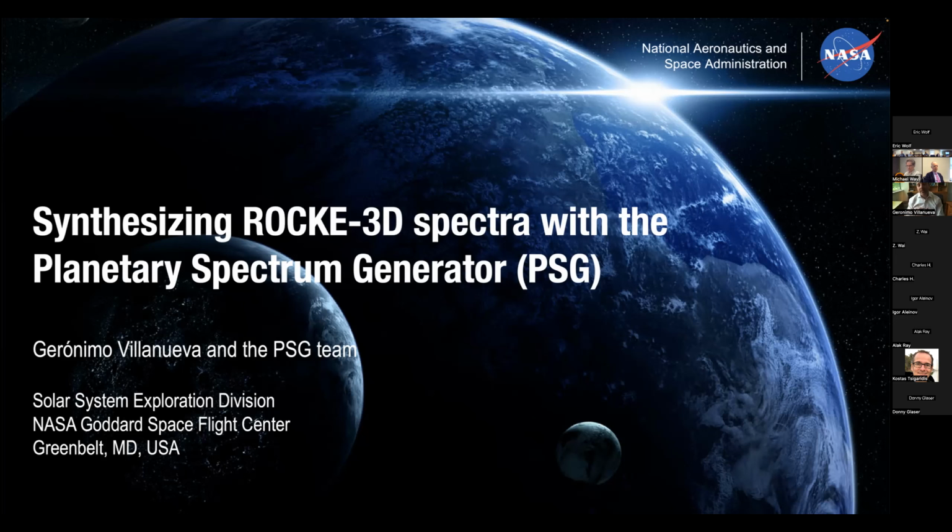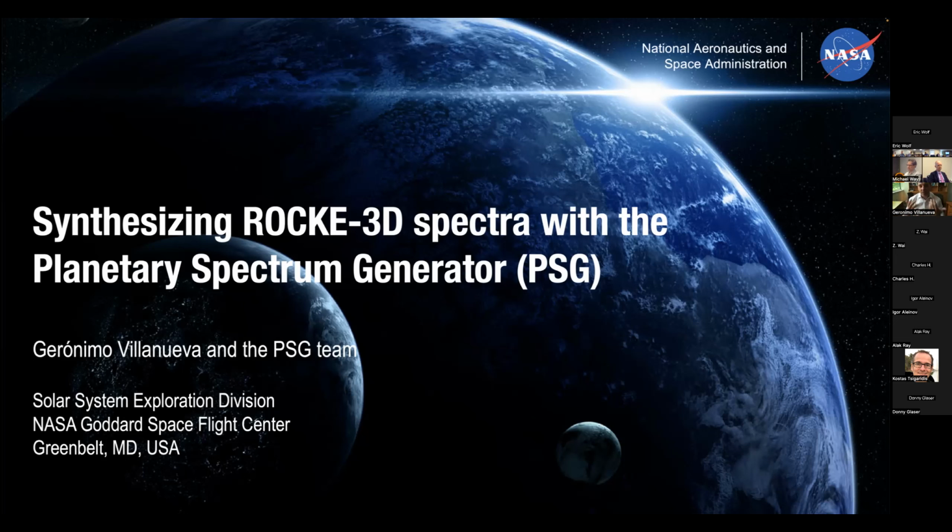But there are some cases where you want to create a spectrum with ROCKE-3D. You have a ROCKE-3D simulation, you have the state of the atmosphere, and you ask, how would the planet look if I used, say, James Webb to observe it? This is where PSG comes into place. What Eric was talking about was fluxes. What I talk about here is intensities, which are directional fluxes in one direction.